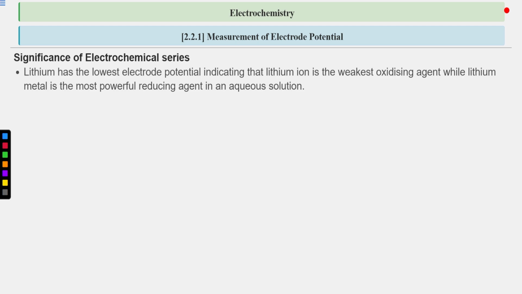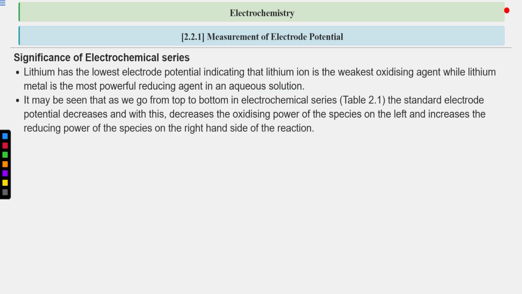Now, lithium has the lowest electrode potential. So on the other hand, if fluorine has the highest electrode potential, lithium is at the bottom of the electrochemical series, having the lowest electrode potential, which indicates that lithium ion is the weakest oxidizing agent. Okay, that means it can weakly oxidize others and get reduced itself, while lithium metal is the most powerful reducing agent in an aqueous solution.